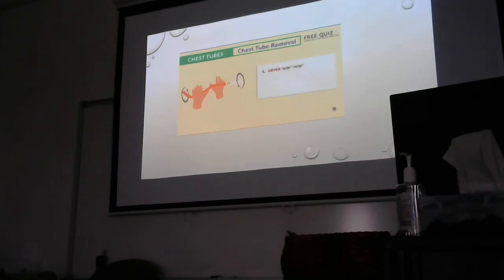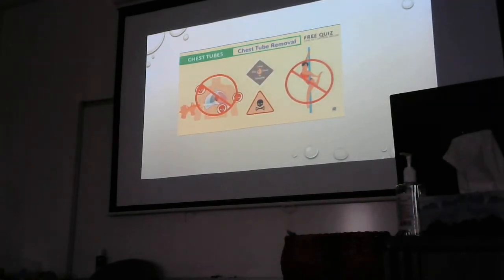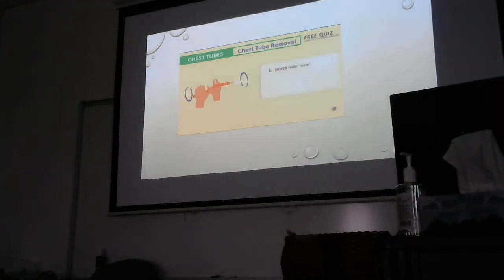Number 1, we never milk or strip a chest tube. This could create more pressure within the patient, causing that deadly tension pneumothorax. So just think, stripping can be dangerous. Just remember, never strip or milk a chest tube.